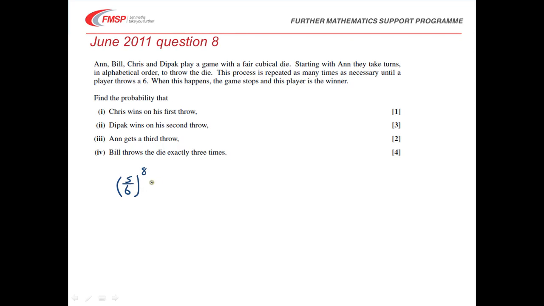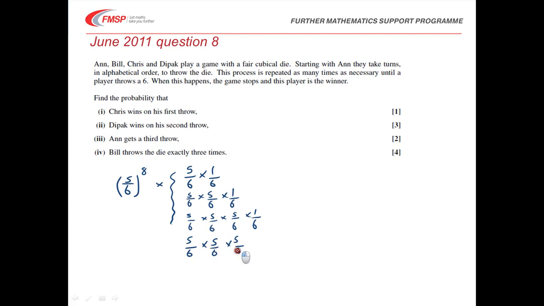Then for Bill to throw again, lots of things can happen. So let's just base that as our first thing. We'll worry about the rest in a minute. So either Anne has to not win and then Bill does, or Anne doesn't win, Bill doesn't win, and then Chris does, or Anne doesn't win, Bill doesn't win, Chris doesn't win, Deepak then wins, or Anne doesn't win, Bill doesn't win, Chris doesn't win, Deepak doesn't win, and then Anne wins, because if Anne doesn't win, he's then going to get another game.